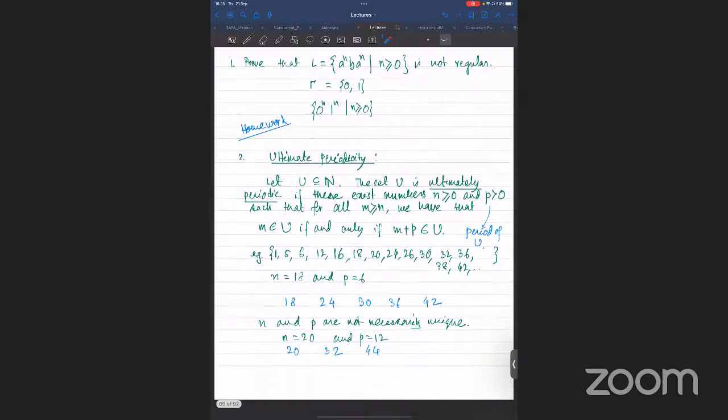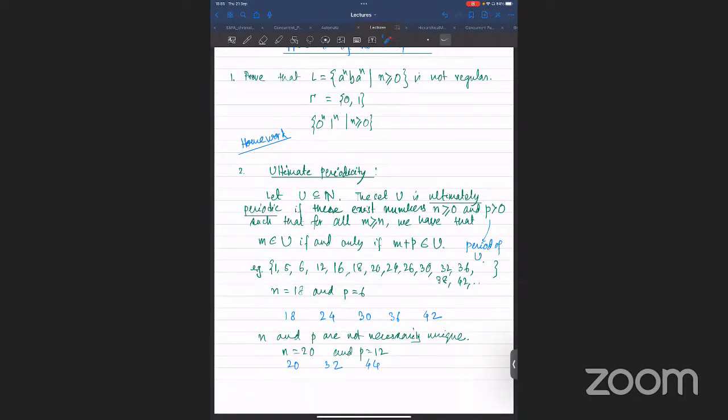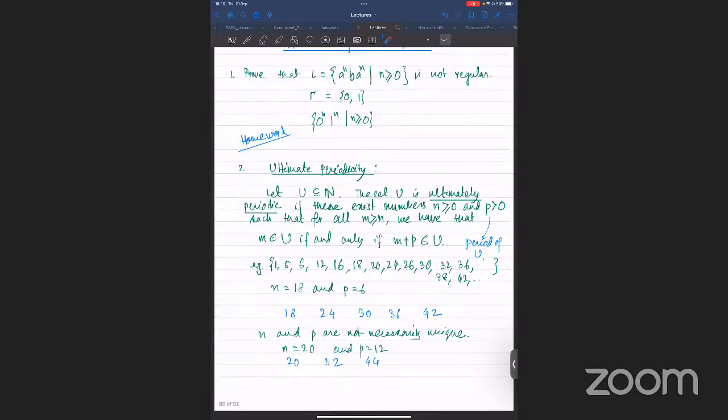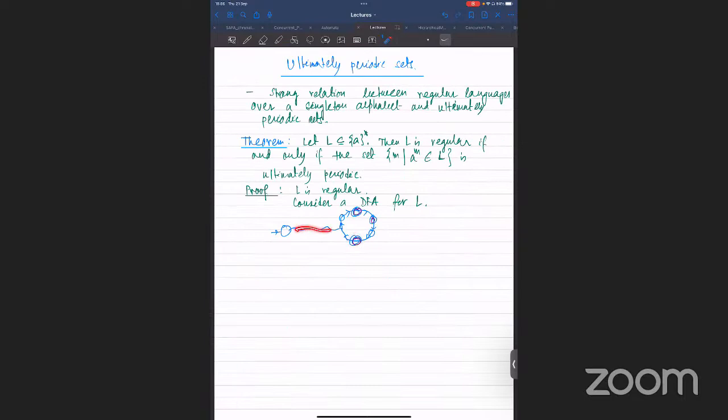So for example, just look at this thing, right? You can consider that there exist such numbers n and p such that for all m greater than or equal to n, you have m belongs to L if and only if m plus p belongs to L. Suppose you start your n to be of this length, correct? You start from here. Now suppose you consider your m to be this one. Now m is here if and only if m plus p is there, and p is the length of this cycle, of this loop in the DFA. This is there if and only if this plus p, right?